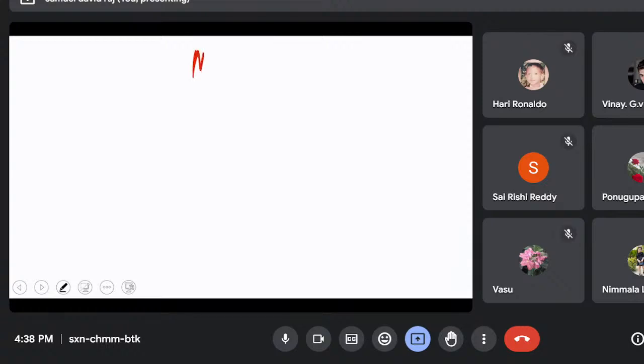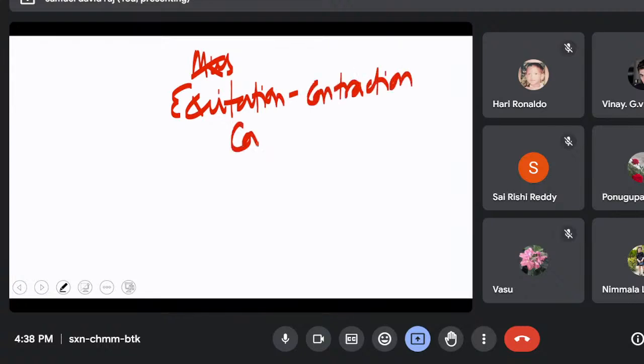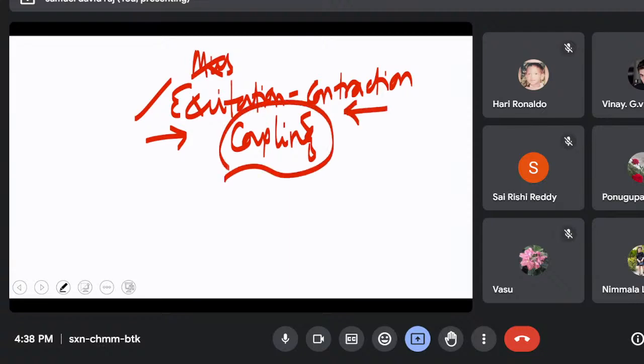To understand muscle contraction, we should understand the first phenomenon, that is excitation-contraction coupling. If any question is asked with respect to muscle contraction, apart from proteins and scientist names, this is one question they may ask: excitation-contraction coupling. Here, excitation of the sarcolemma is followed by the contraction of the muscle, and both are coupled, that means connected.